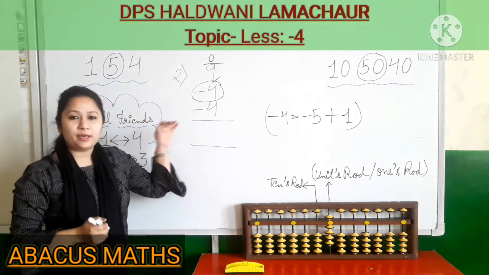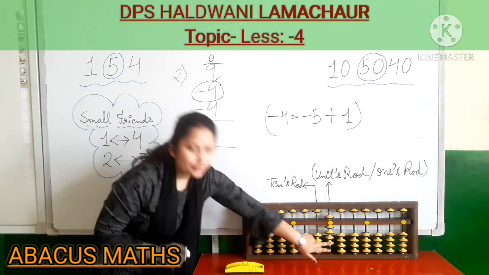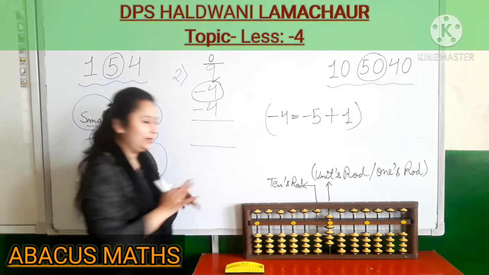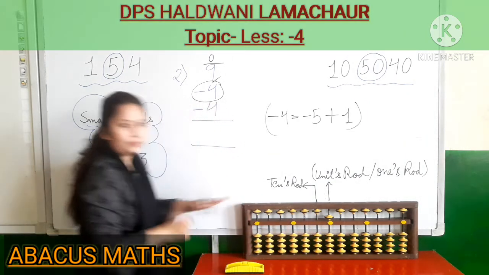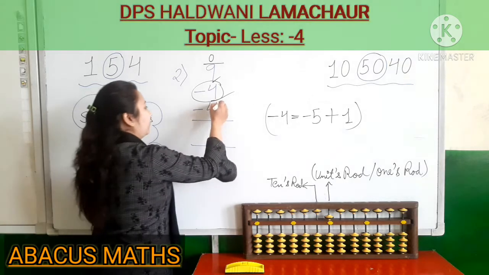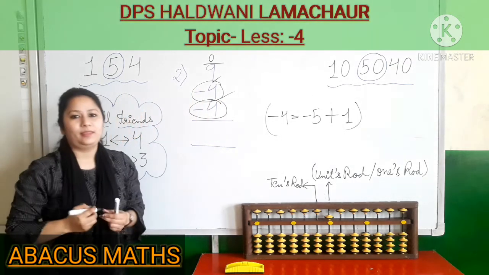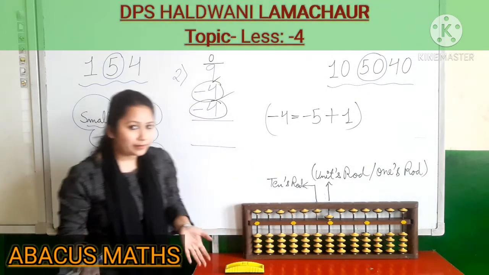As you will see minus 4, don't rush for the small friends. See, 4 beads are added, so you can do minus 4 directly. So 1, 2, 3, 4. And minus 4 is done. Now next again you have to do minus 4. Yes, and the bead is not there because we have subtracted 4 already.